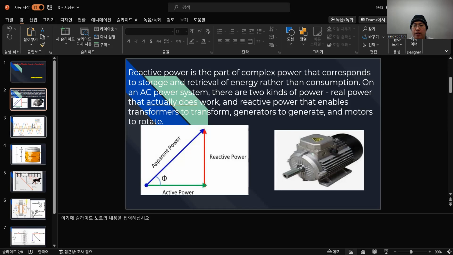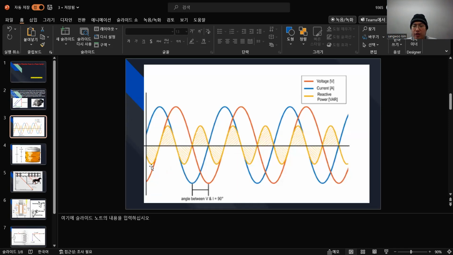Reactive power and active power are totally different, as I said. Active power is actual usage; it actually works. But reactive power is like giving you money or something and then returning it back. If we see the graph here, the yellow part, the average is zero, no loss, you know what I mean?